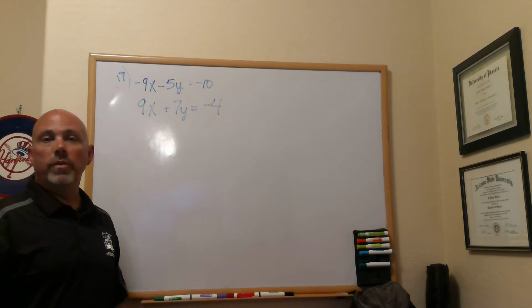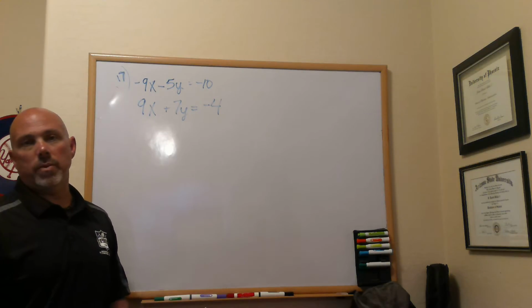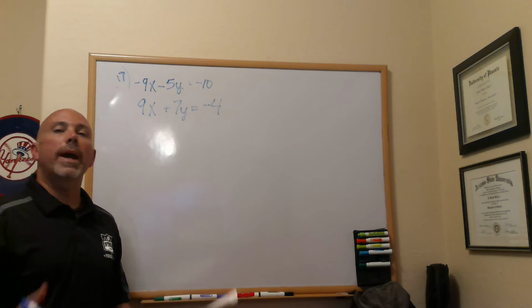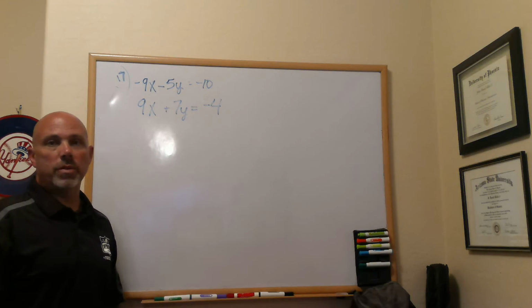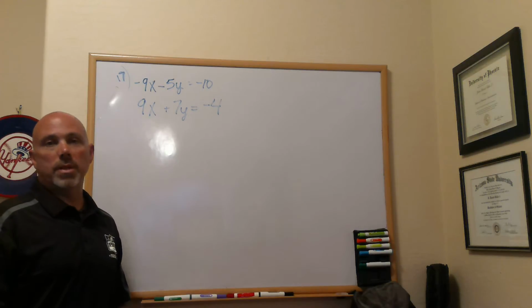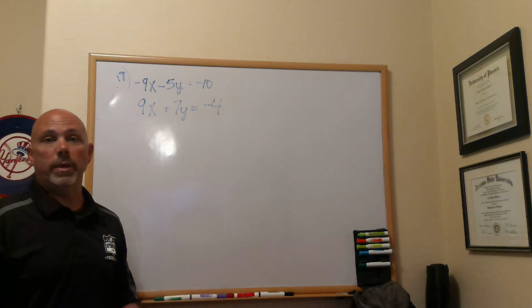We've now removed one of the two variables from the system, and so we can solve for the other variable. Once we do that, we're at the same spot as we are with substitution. Once we solve for our first variable, we take that value and substitute it into one of the original equations, and then solve for the other one.